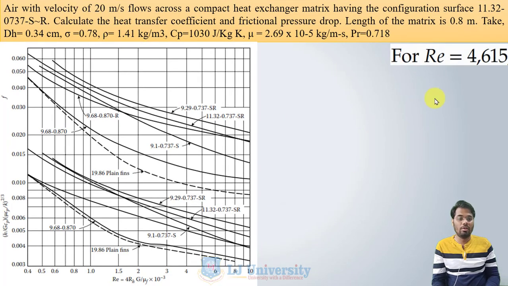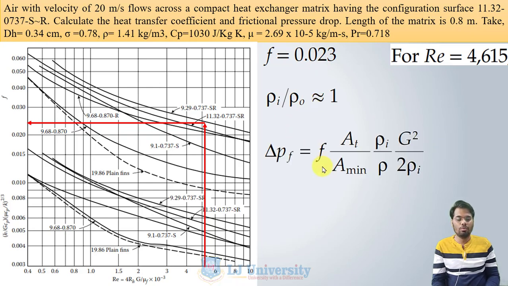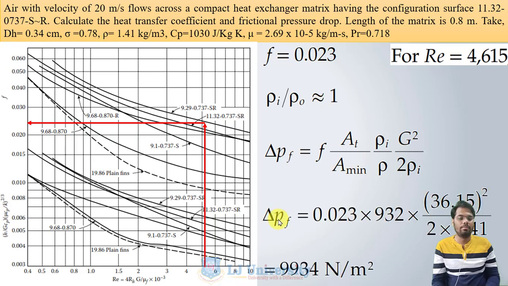Now first find the value of f. For Reynolds number 4.615, something here, the f for this configuration 11.32 would be 0.023 something. Yes, f would be 0.023. The ratio of densities is nearly going to be 1 for the same temperature. So putting the values of all the data in this equation, we will get delta P, which is 9934 Newton per meter square.